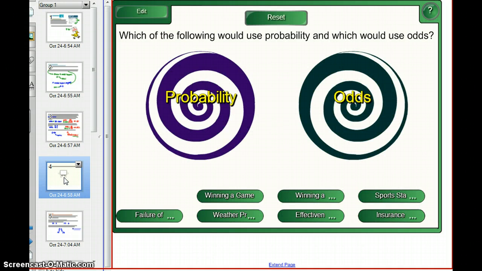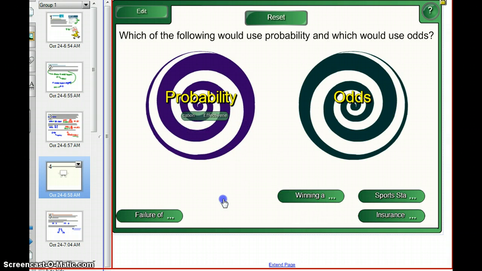So then let's have a look at some of these. Which of these are probability and which are odds? The first one here, winning a game, that would be odds. Second one, weather prediction. That would be probability. Effectiveness of medication would also be probability, and so forth. See if you can figure out the rest on your own.